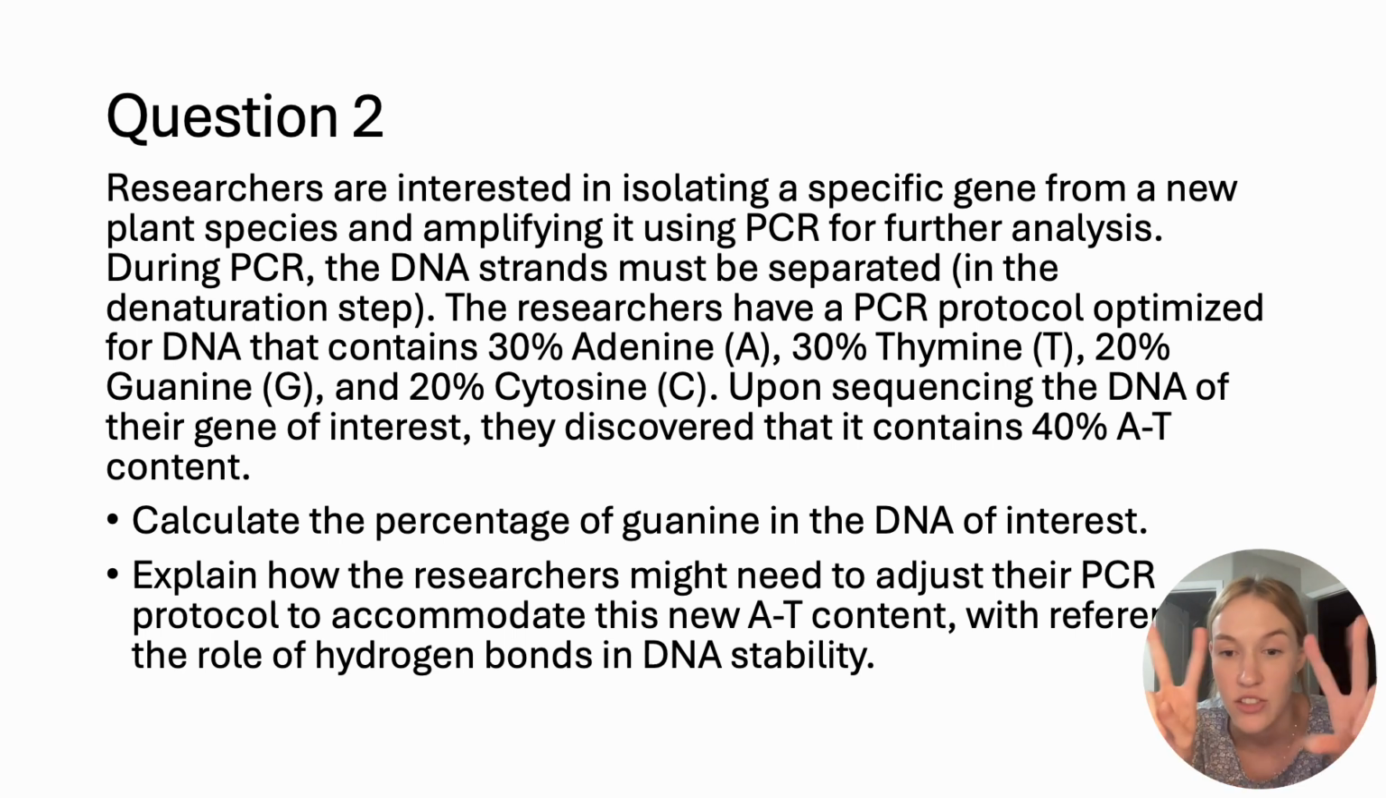Since it is technically GC poor, that means that we don't need quite as much energy, aka heat, to separate or denature the DNA strands. But because our new gene of interest is 40% AT and 60% GC, well, that means it is GC rich, which means I need to put more energy in order to separate the strands. So during the denaturation step, I'm going to have to raise the temperature.